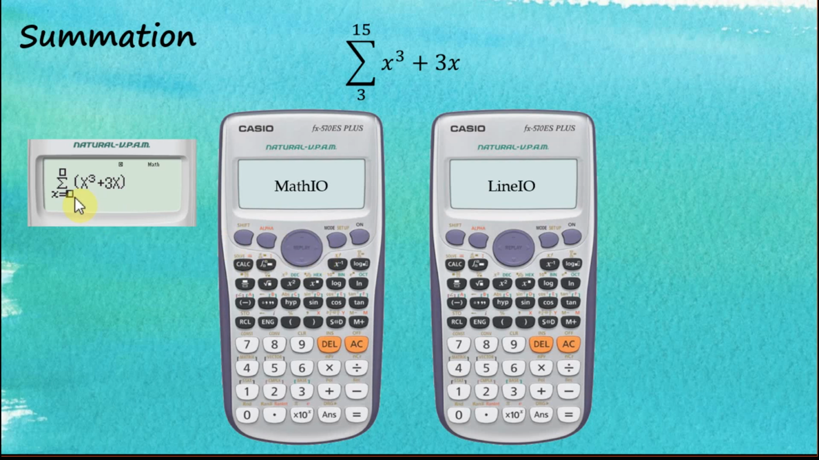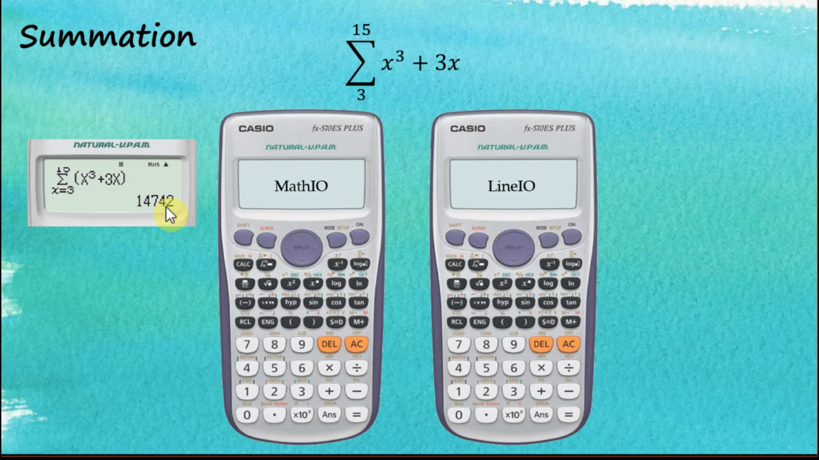Okay, so the summation starts from x equal to 3. So 3, and then next, and we would like the summation to end at x equal to 15. So 1, 5, and that's all. Okay, so equal, and this is the answer.